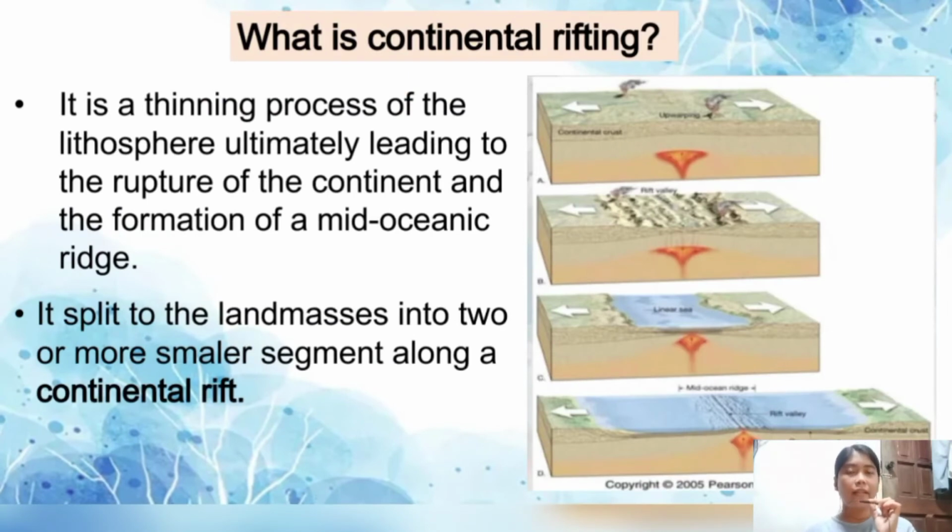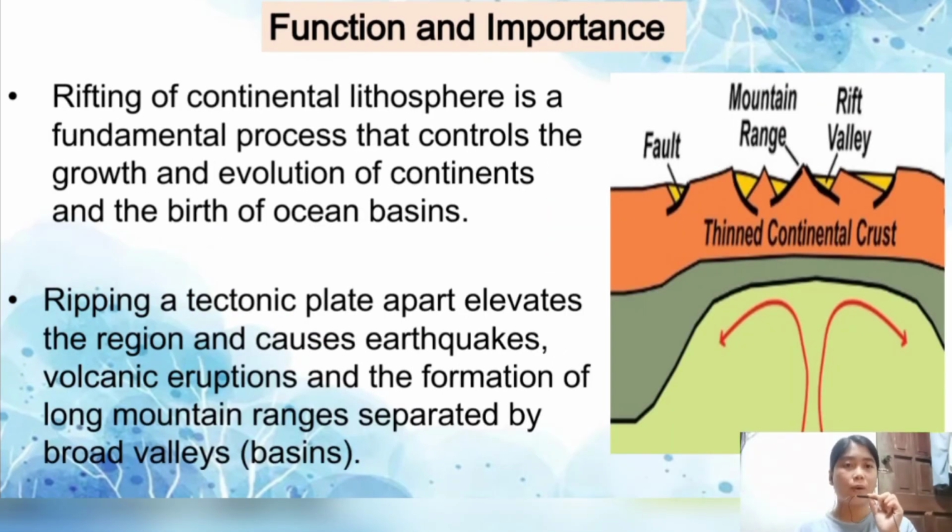What is continental rifting? Continental rifting is a thinning process of the lithosphere, ultimately leading to the rupture of the continent and the formation of mid-oceanic ridges. It is the split of land masses into two or more smaller segments along the continental rift. Another way to put it, continental rifting is an initial and fundamental process by which the separation of one continent into two tectonic plates takes place.